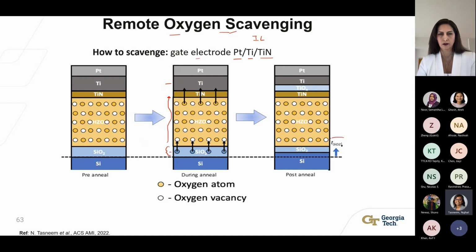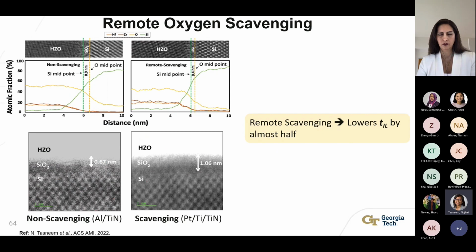And thus, it can lower the interfacial layer thickness. So for this experiment, we fabricated two ferro MOS caps, one with a non-scavenging top electrode, aluminum titanium nitride, and another with the scavenging top electrode, platinum titanium nitride. Now, with the help of our collaborators in UCSD, we were able to do EDS line traces and acquire the STEM images for both the samples. And the results show that remote scavenging can in fact lower the interfacial layer thickness by almost half.